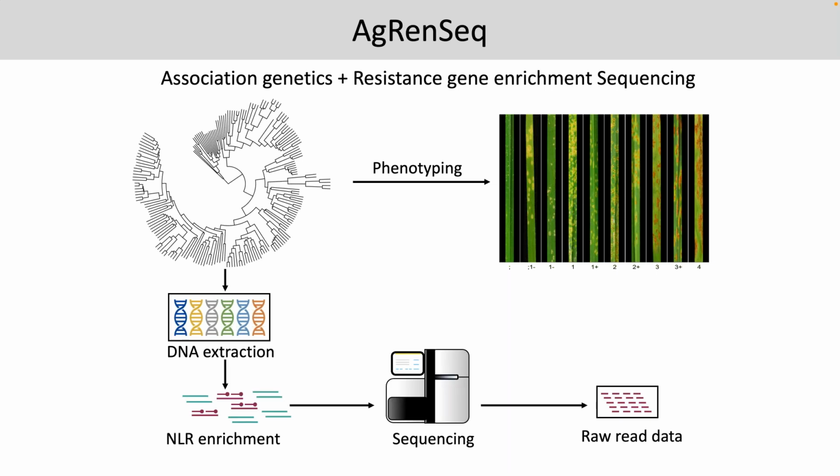Most of the gene clones for resistance, as told by Allison, are reported to be NLRs. So for complexity reduction, we only sequence the NLR contents using the RenSeq approach. When both the sequence and the phenotype data are available, we use association genetics to uncover new sources of resistance.